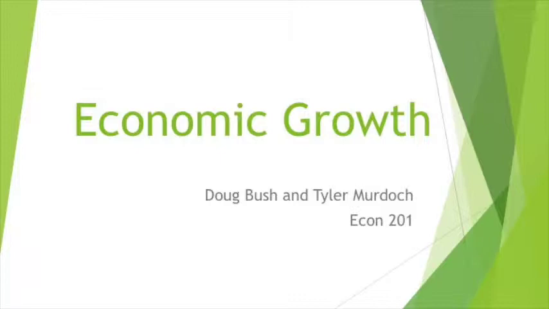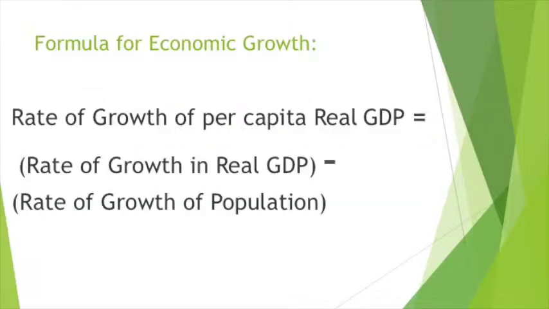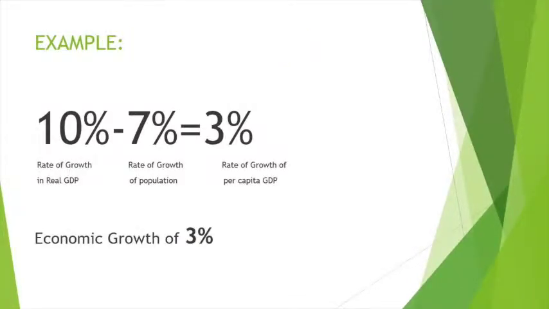And our principle is economic growth. The formula of economic growth is the rate of growth of per capita real GDP equals rate of growth in real GDP minus rate of growth of the population. So let's say we're trying to measure the economic growth. We take the rate of growth in real GDP, let's say it's 10%, and we subtract that by the rate of growth of the population. Let's say it's 7%. So the economic growth rate would be 3% because 10 minus 7 equals 3.